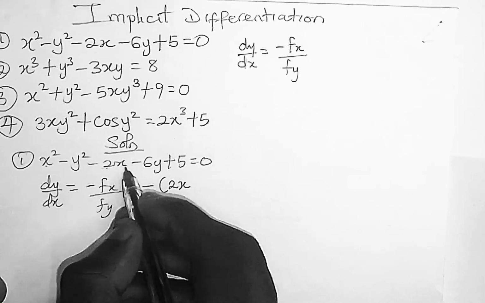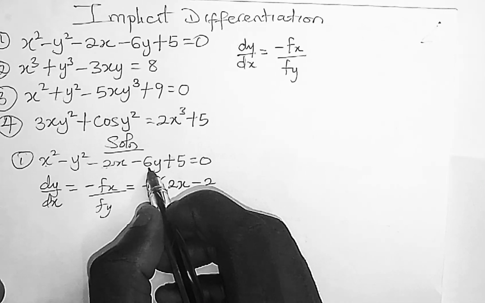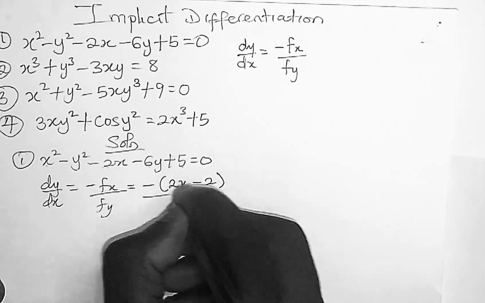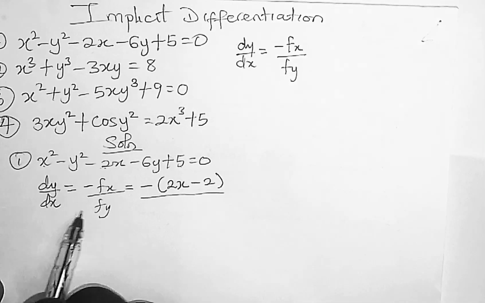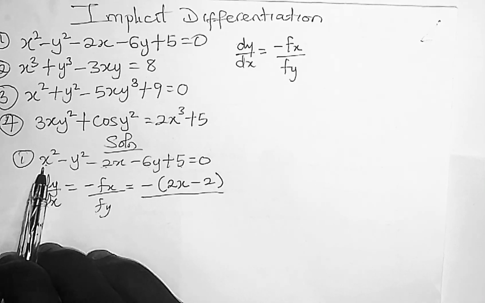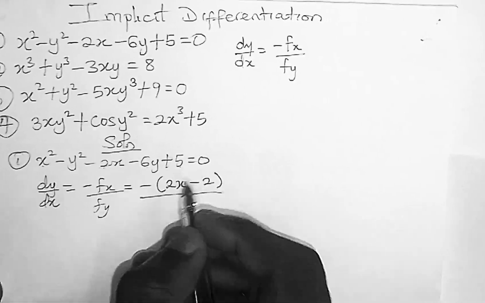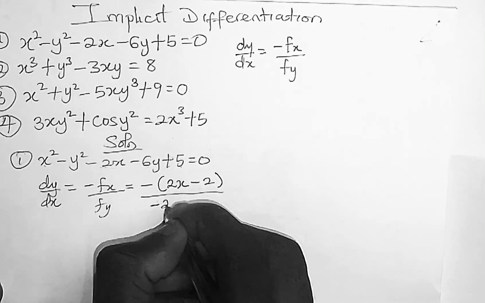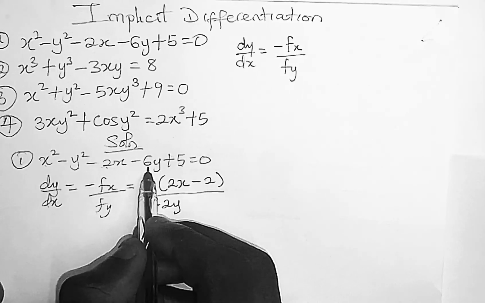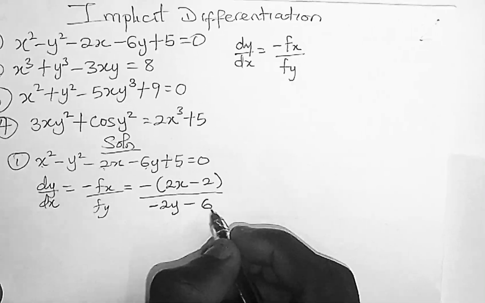This is having x. If you differentiate minus 2x, you are going to have minus 2. This is not having x, so it's a constant. This is not having x, so it's a constant. Do you get that now? Second one now, you want to differentiate with respect to y. Is this having y? No, that means it's a constant. Is this having y? Yes. If you differentiate minus y squared, what will you have? Minus 2y. Then is this having y? No. Is this having y? Yes. If you differentiate minus 6y, that's what we get: minus 6. Are you seeing that now?